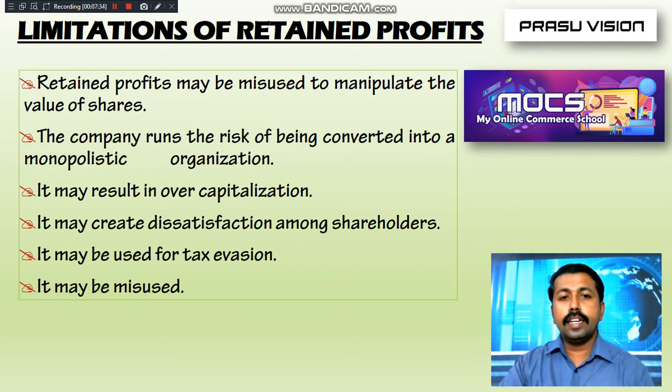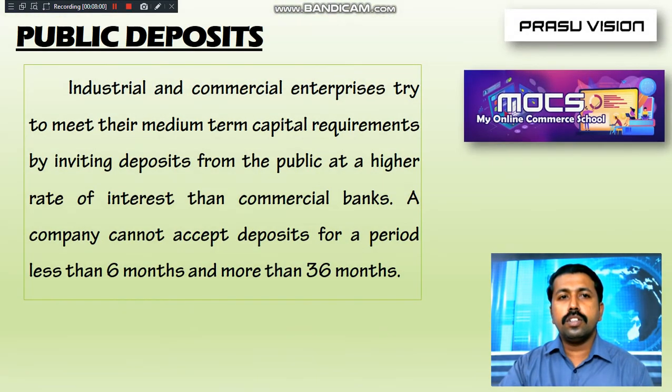It may create dissatisfaction among the shareholders. All are not of the same opinion, so there will be different opinions among the shareholders. And it may be used for tax evasion. Sometimes it may be used for tax evasion also. So the retained profit reinvestment may be misused in different ways. Remember the points.